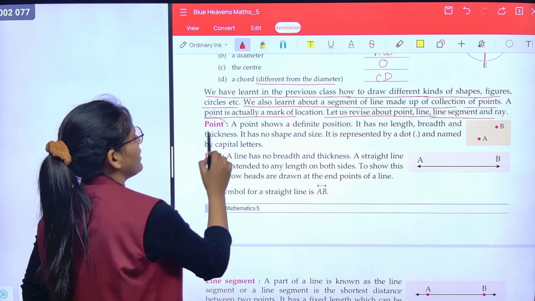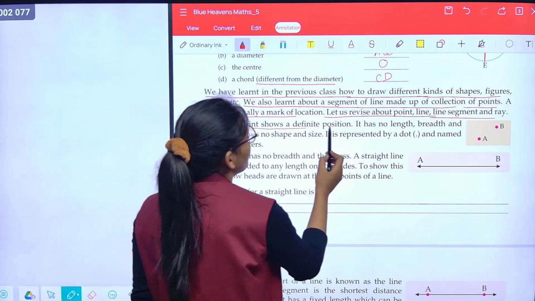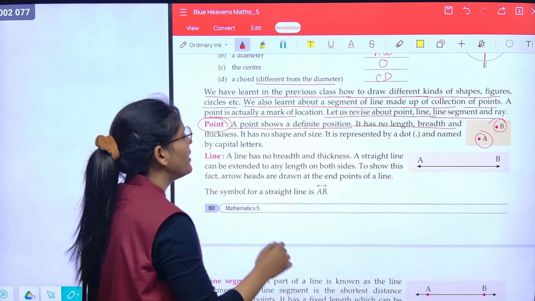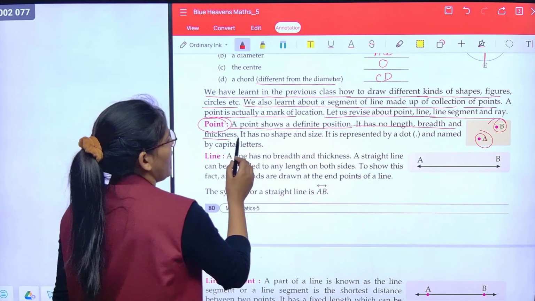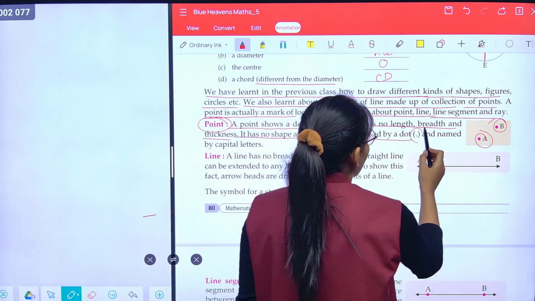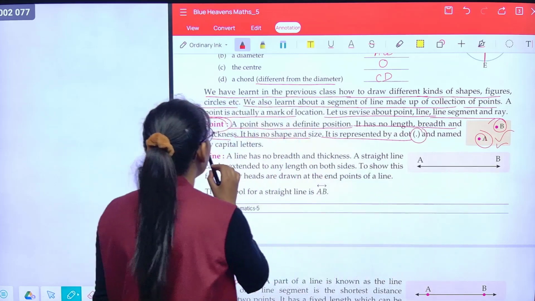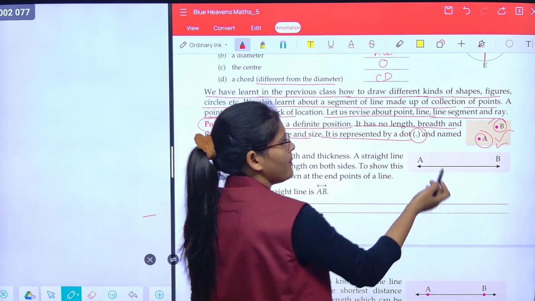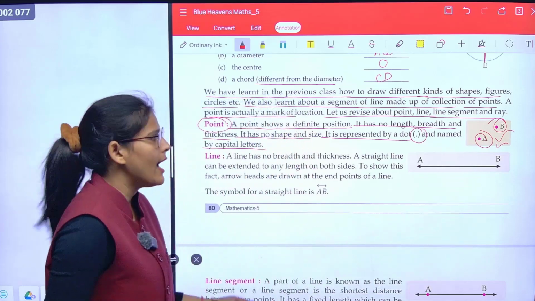Class, see, what is a point? A point shows a definite position. It has no length, no breadth, and no thickness. It has no shape and size. It is represented by a dot like this and named by capital letters. We name it with capital letters, A, B, C, D and so on.